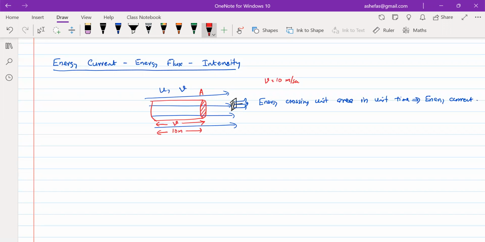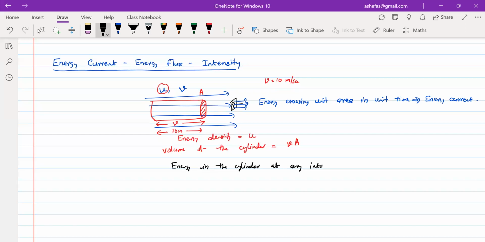Now what would be the volume of the cylinder? By definition, volume is the length times the cross-section area, so V times A. If U is the energy density, remember the energy density is represented by the symbol U, then the energy in the cylinder at any instant of time is equal to the energy density times the volume, so U times V times A.